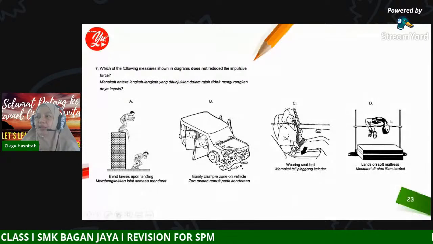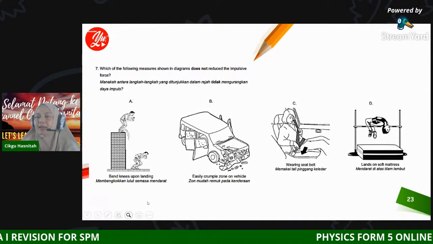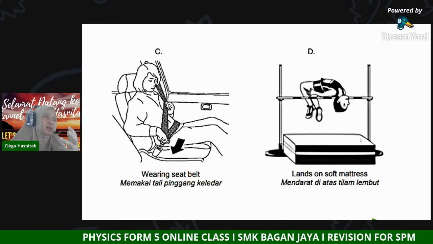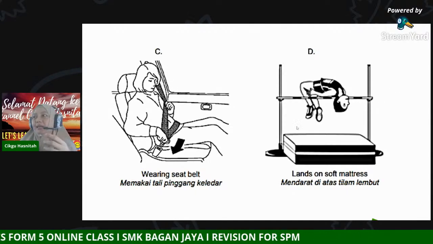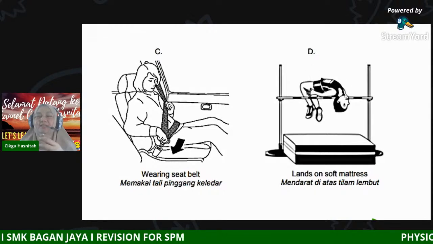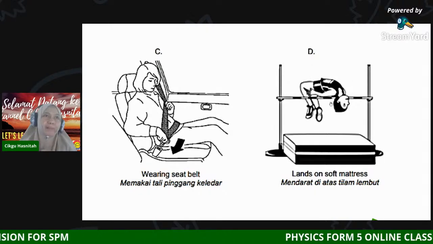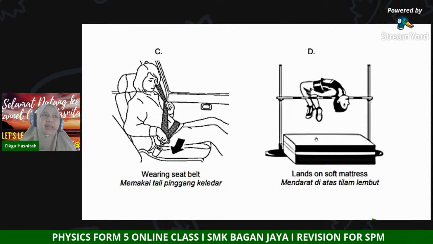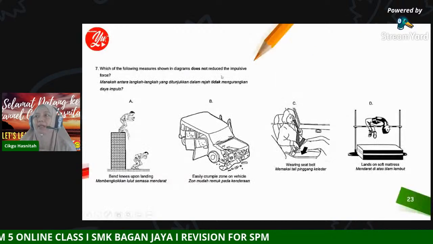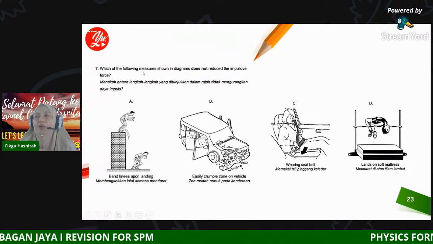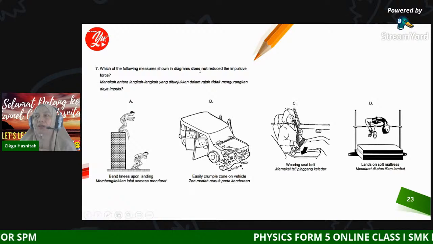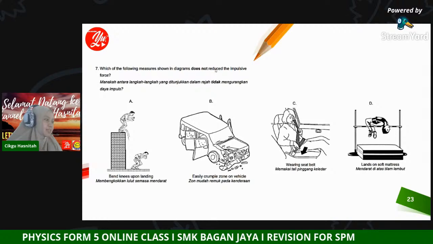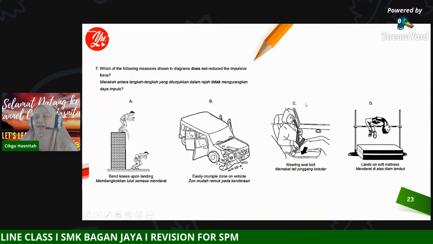For diagram C, this lady is wearing a seat belt. Would the seat belt help in reducing the impulsive force? And D, this boy is having a high jump event and there is a mattress placed there as a landing area. We go back to the question. Which of the following measures does not reduce the impulsive force? So which one is the answer? The answer is C.